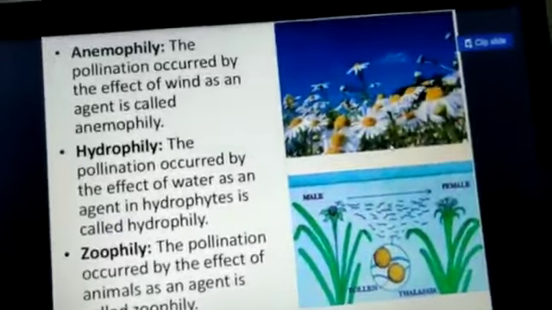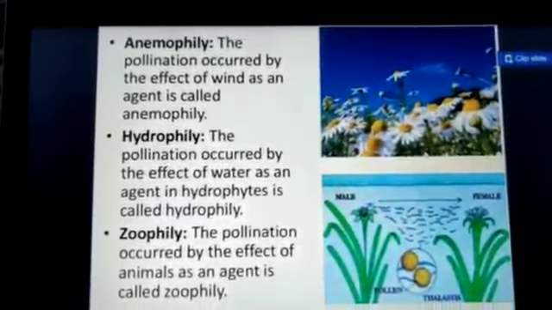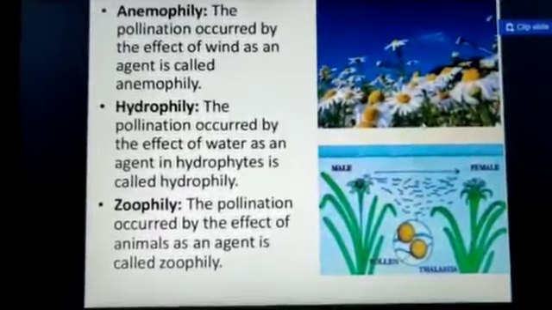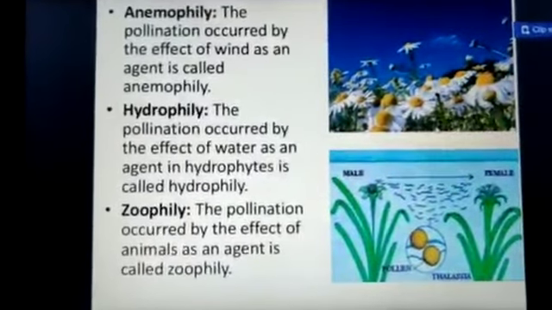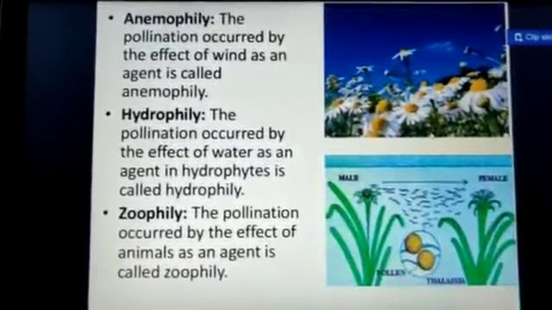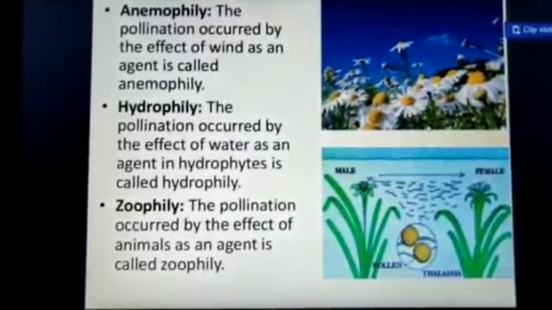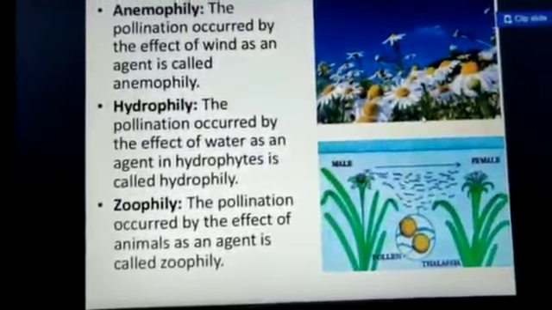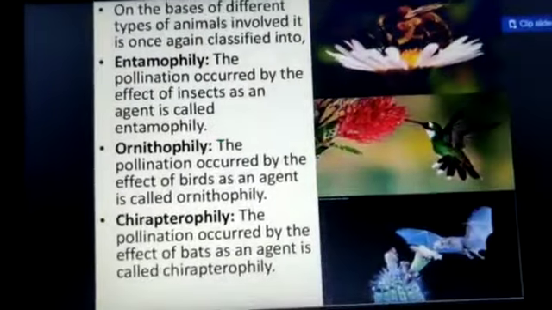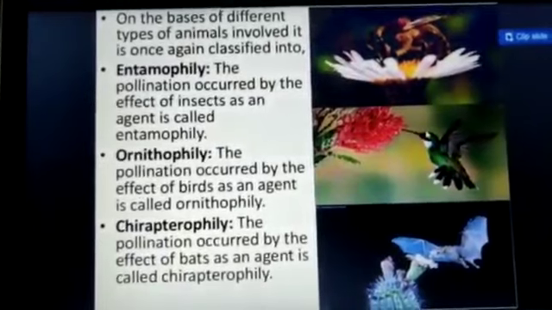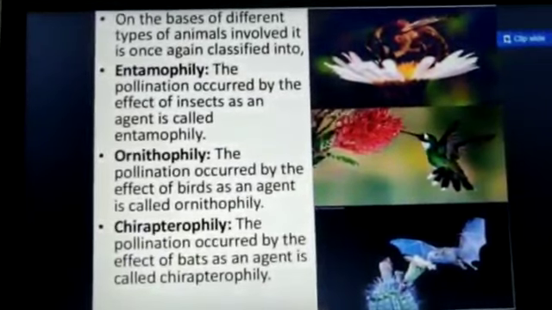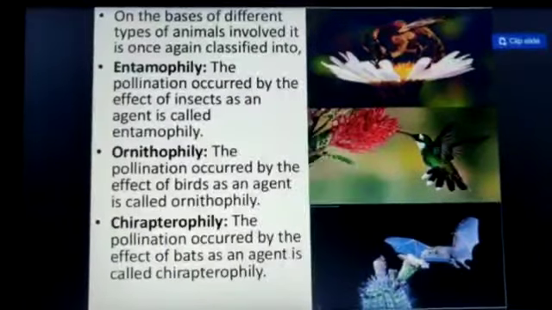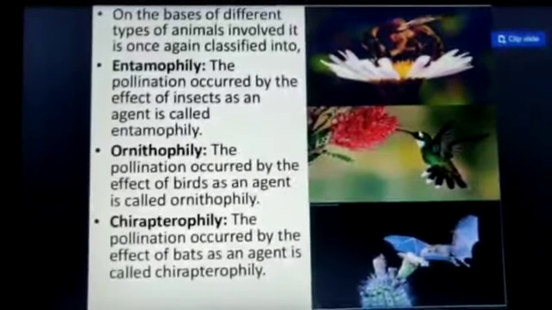Anemophily. Now these are the different terms of pollination. When pollination occurs with the wind as the agent, it is called anemophily. Hydrophily, the pollination occurs with the help of water. Zoophily, the pollination occurs with the help of animals. On the basis of the different types of animals involved, it is again classified into entomophily, where pollination occurs through insects as agents.